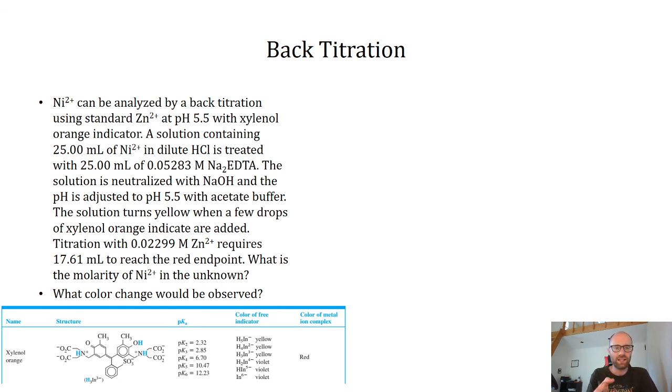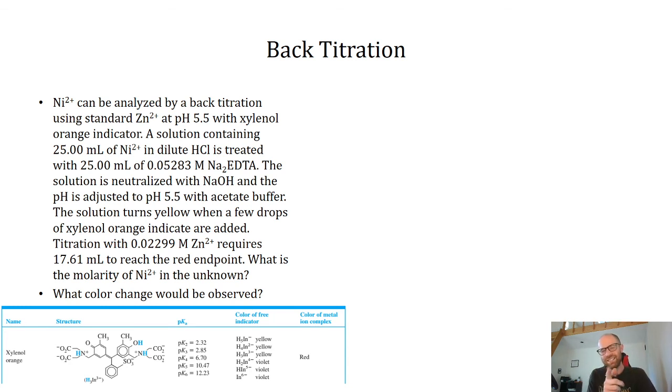The xylenol orange indicator, 5.5 is where you want to target, but the problem is that pH is already too high, and you're going to get precipitation of nickel hydroxide, which you're not going to have an easy time analyzing with EDTA. You're not going to have an easy time analyzing with an indicator. So to make the solution easy to move around and analyze and actually work up, you wash it first with EDTA. You take a 25 milliliter aliquot, wash it with 25 milliliters of EDTA.